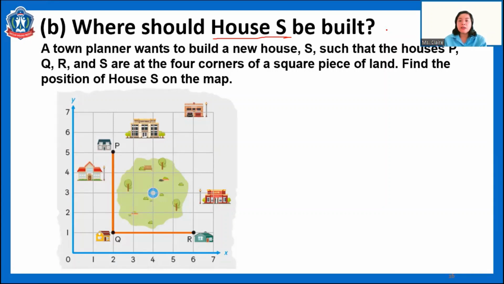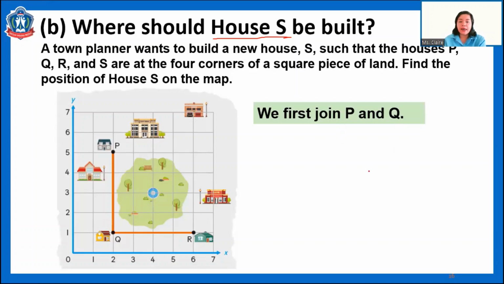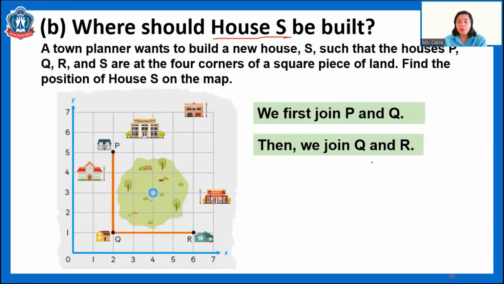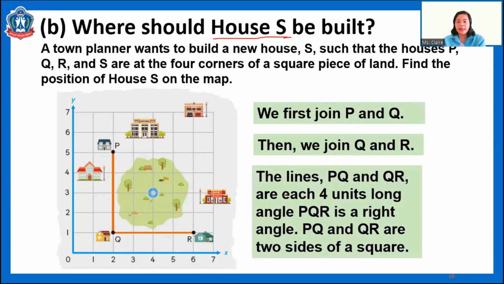So remember, a square has four corners and four sides, right? So where should we put the house S to make a square here? Okay. First, we need to join the lines PQ and QR. QR done, PQ done. So we need to connect the PS and also the RS, right?